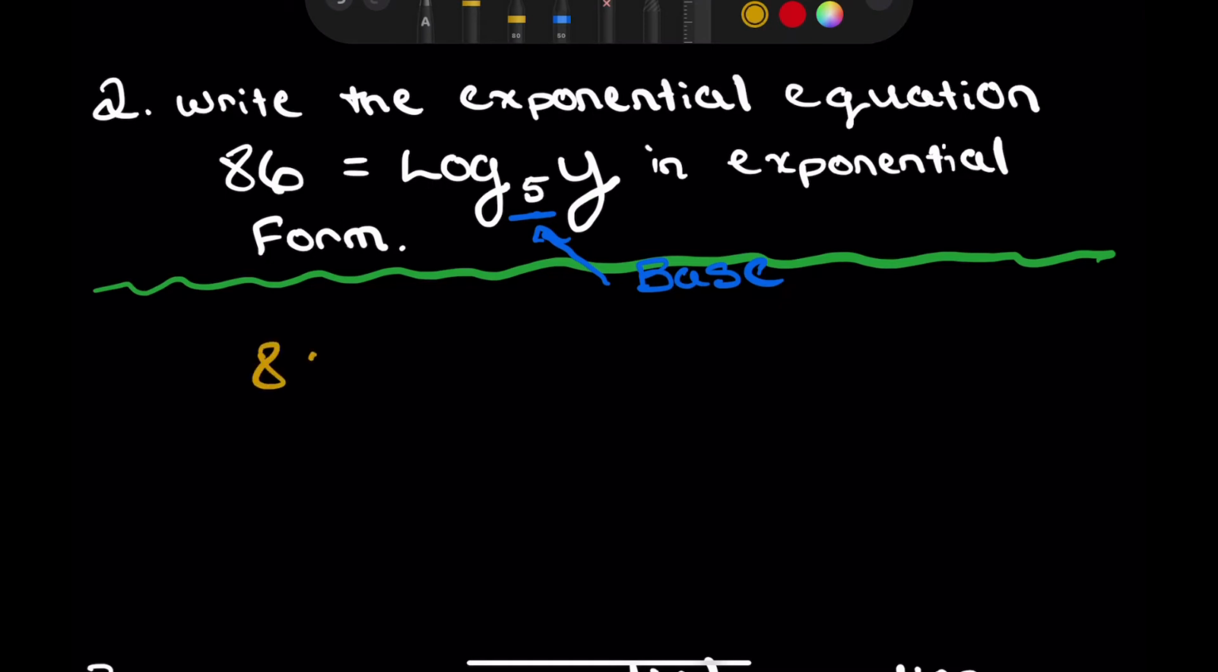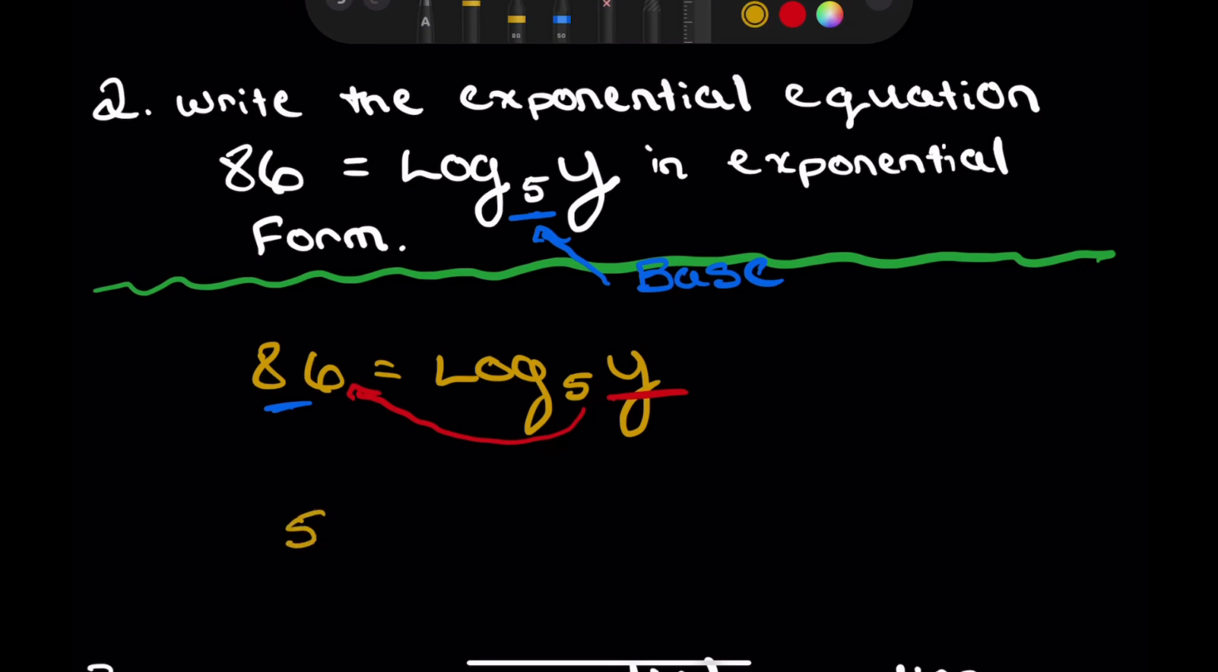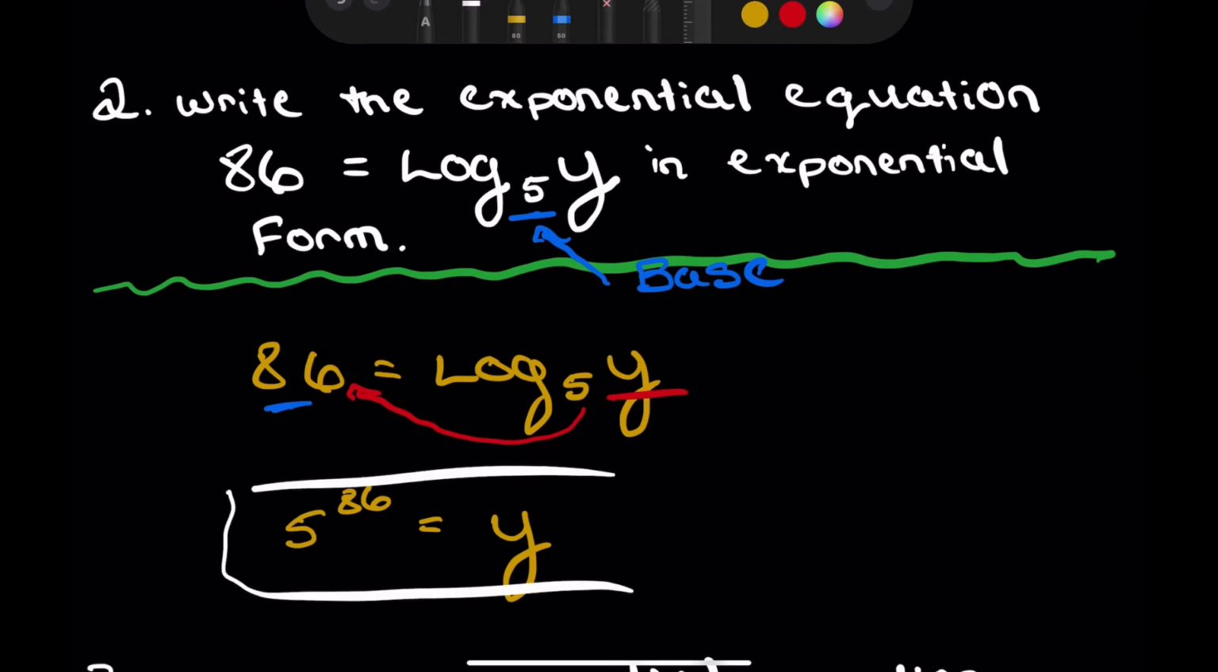So we have 86 is equal to log base 5 of y. Remember, we're going to leave this y, shift the 5 over as our base, and then move the 86 up into the exponent. So what this is going to look like is 5 to the 86 is equal to y, where 86 is now our exponent and 5 is the base of that exponent. And at this point, we would say that is our final solution.